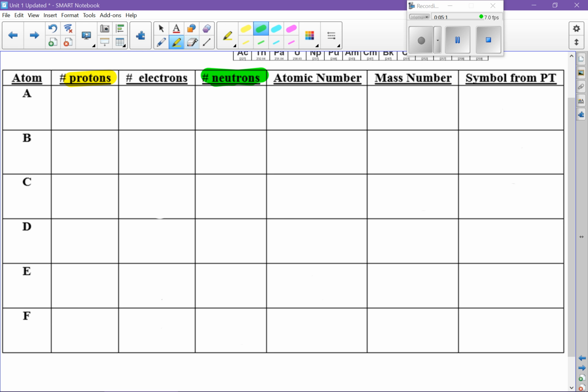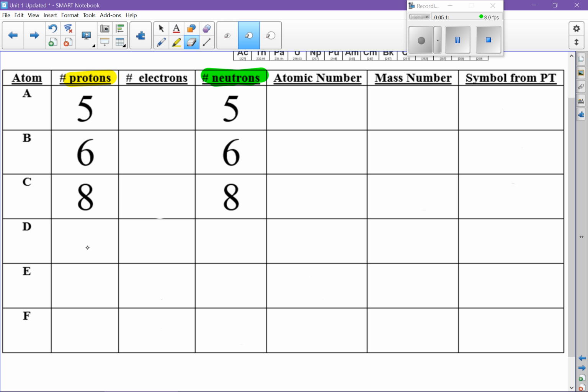Okay, did you count? In A, there were 5 protons, 5 neutrons. In B, there were 6 and 6. C had 8 and 8. D had 4 and 5. So notice up to this point, the proton and the neutron number were equal.